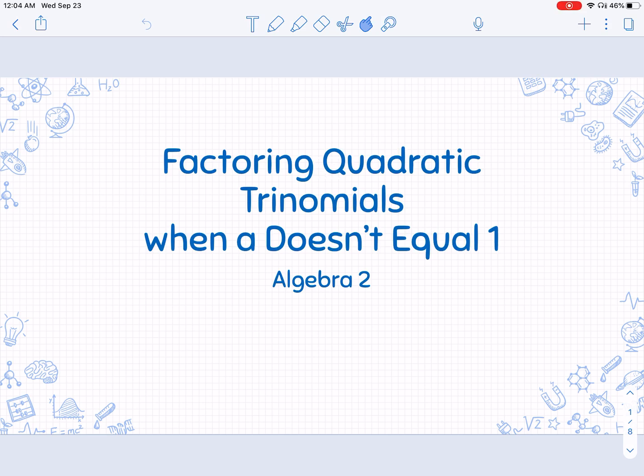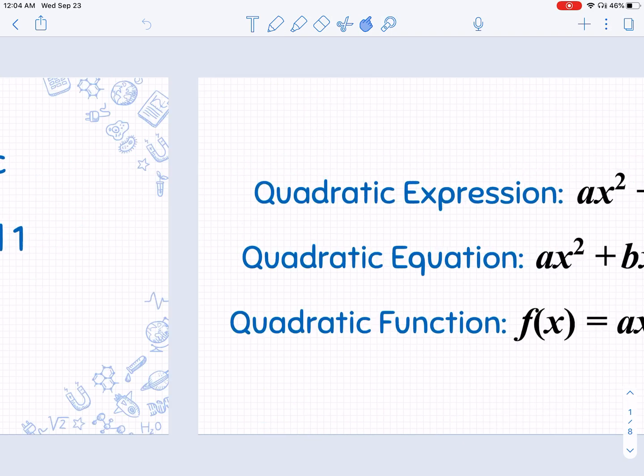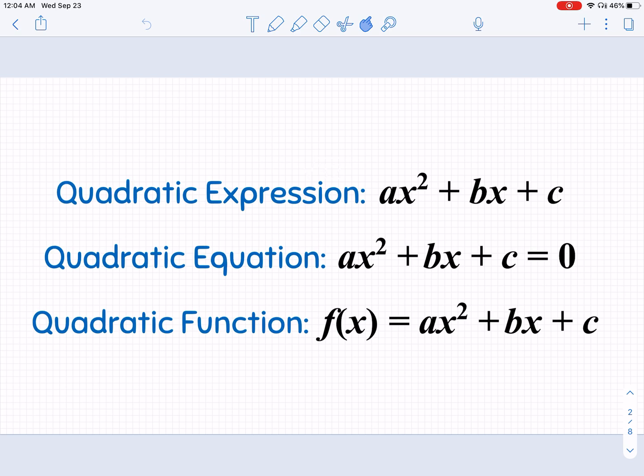Hi guys, this lesson is called Factoring Quadratic Trinomials when a doesn't equal 1. Everything we did the last couple days was when a did equal 1. This is when it no longer equals 1. If you wanted to use this strategy on the other problems, you certainly could, but if a equals 1, you can just fast factor for a much quicker answer.